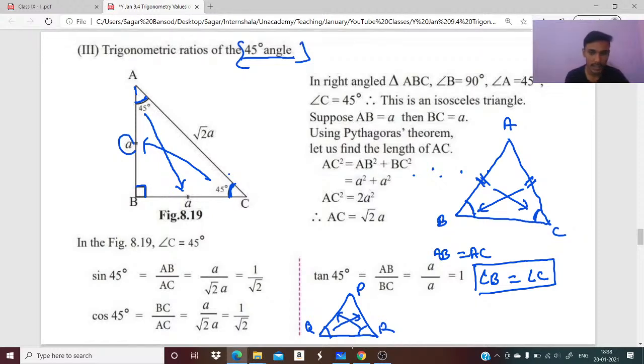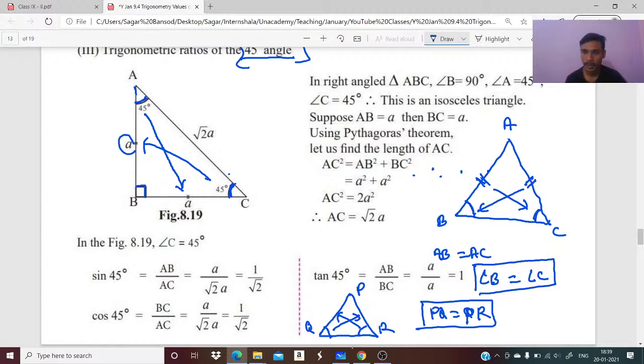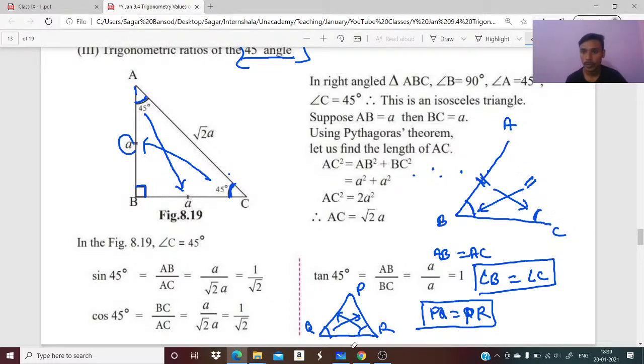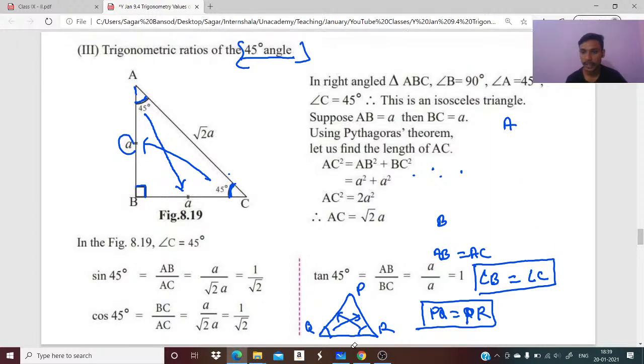So I hope that Tejas, now you are clear that I can say PQ will be equal to PR, using the same theorem. These two statements are just converses of each other. First, I had that my sides are equal, therefore my angles are equal. But here it is given that my angles are equal, therefore my sides will be equal. Fine, nice, Tejas.